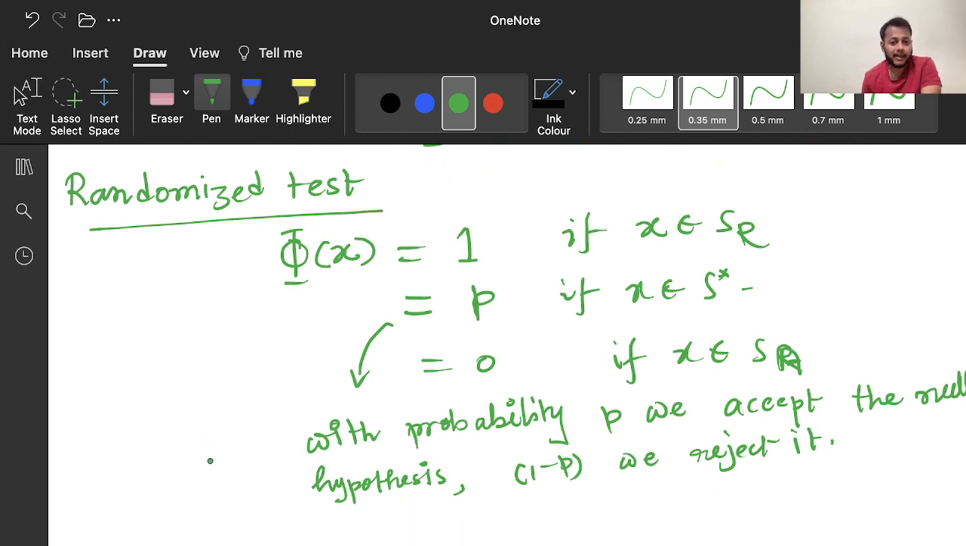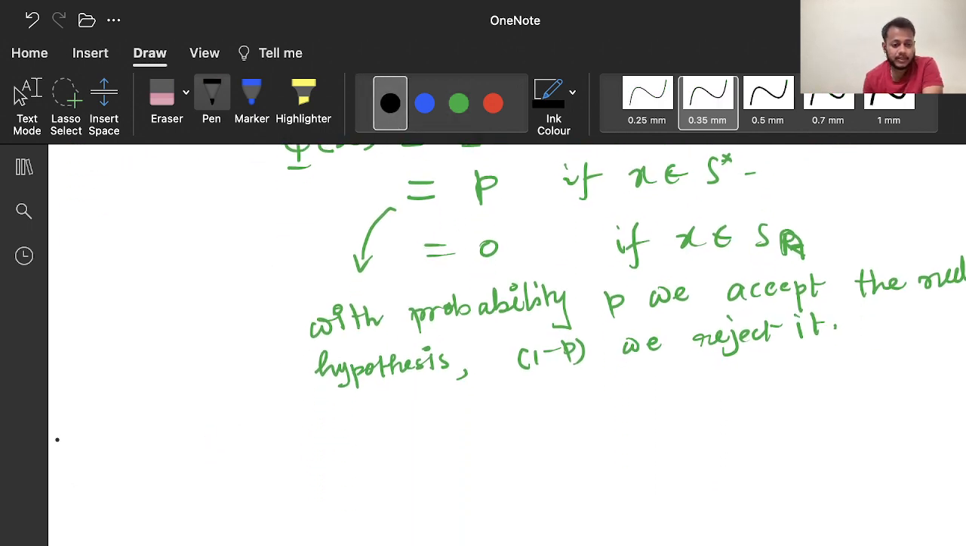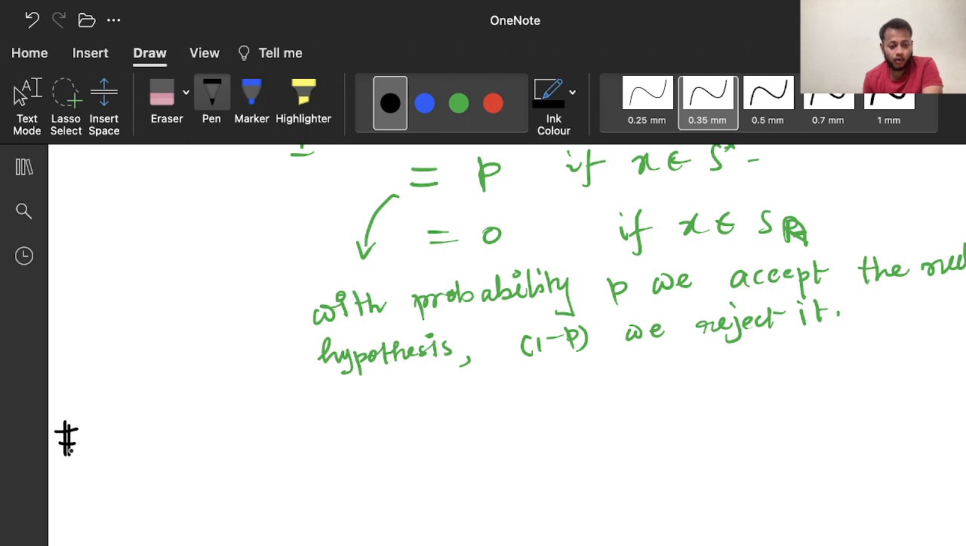Let me give an example here. Suppose that we toss a coin 3 times.